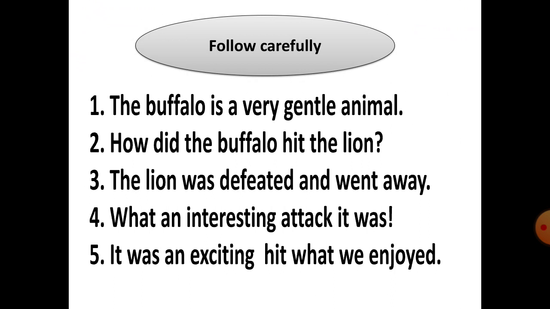Have you seen the sentences and the punctuation? Look, in these 5 sentences we have used 3 full stops, 1 question mark, 1 exclamation mark. Now, look at the meaning of these sentences. The buffalo is a very gentle animal. This sentence is narrating something about the buffalo, that it is a very gentle animal. But the second one, how did the buffalo hit the lion? There is a query.